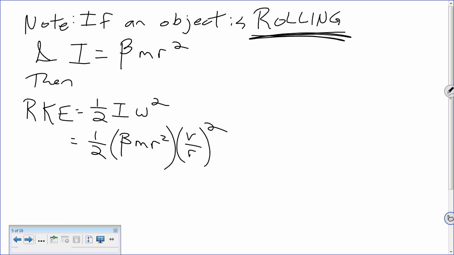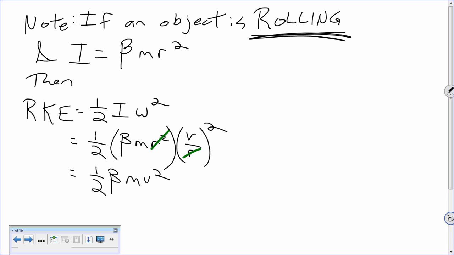And what do you notice? You can cancel the r squared. Holy cats, you can cancel the r squared. That was good. So you get 1/2 beta times m v squared.